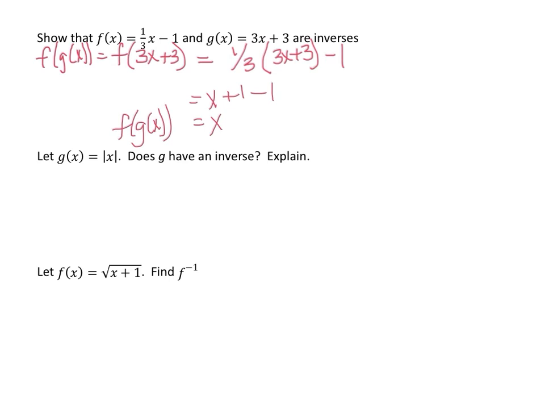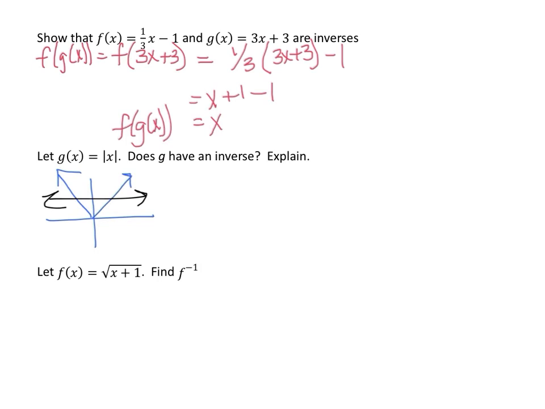The next question asks, if g of x is equal to the absolute value of x, does g have an inverse? Now remember, it has an inverse if graphically it passes a horizontal line test. Well, what you should remember about the graphs of absolute values is that they look like this. Does that pass a horizontal line test? No, it does not. So this does not have an inverse because it does not pass a horizontal line test.